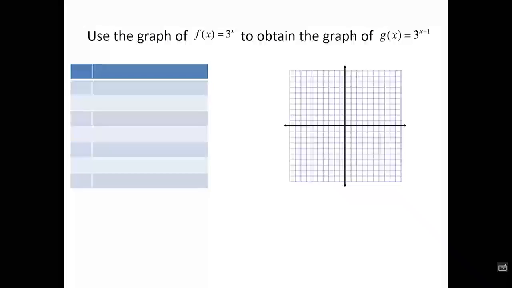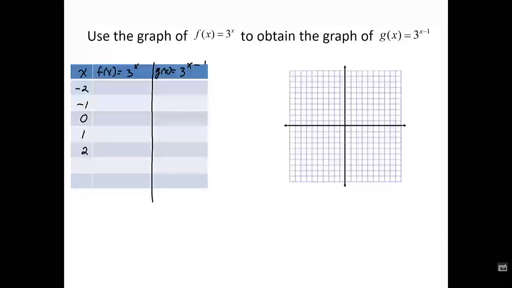All right, in the next example, we will use the graph of f of x is equal to 3 to the x to obtain the graph of g of x is equal to 3 to the x minus 1. So let's look at the two tables first, and then we'll talk about the transformation of the graph 3 to the x to obtain the graph 3 to the x minus 1. But if you wanted to check, let's just first create a table of values for the two functions. And then we have g of x. We have 3 to the x minus 1. All right, so let's choose x to be -2, -1, 0, 1, 2.